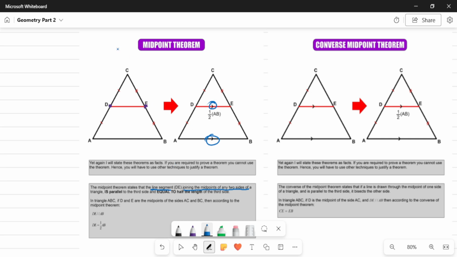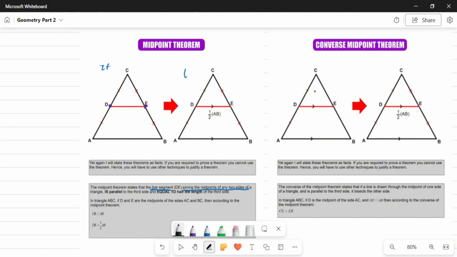Let me say that again. If you have a line segment, there's the if, and here's the then. If you have a line segment that joins the midpoints of two sides of a triangle, then this line segment will be parallel to the third side and half the length of the third side. Right, so that's what we can conclude. This is what we can use. What can we use from this theorem? We can use the fact that these sides become parallel and it's equal to half the length.